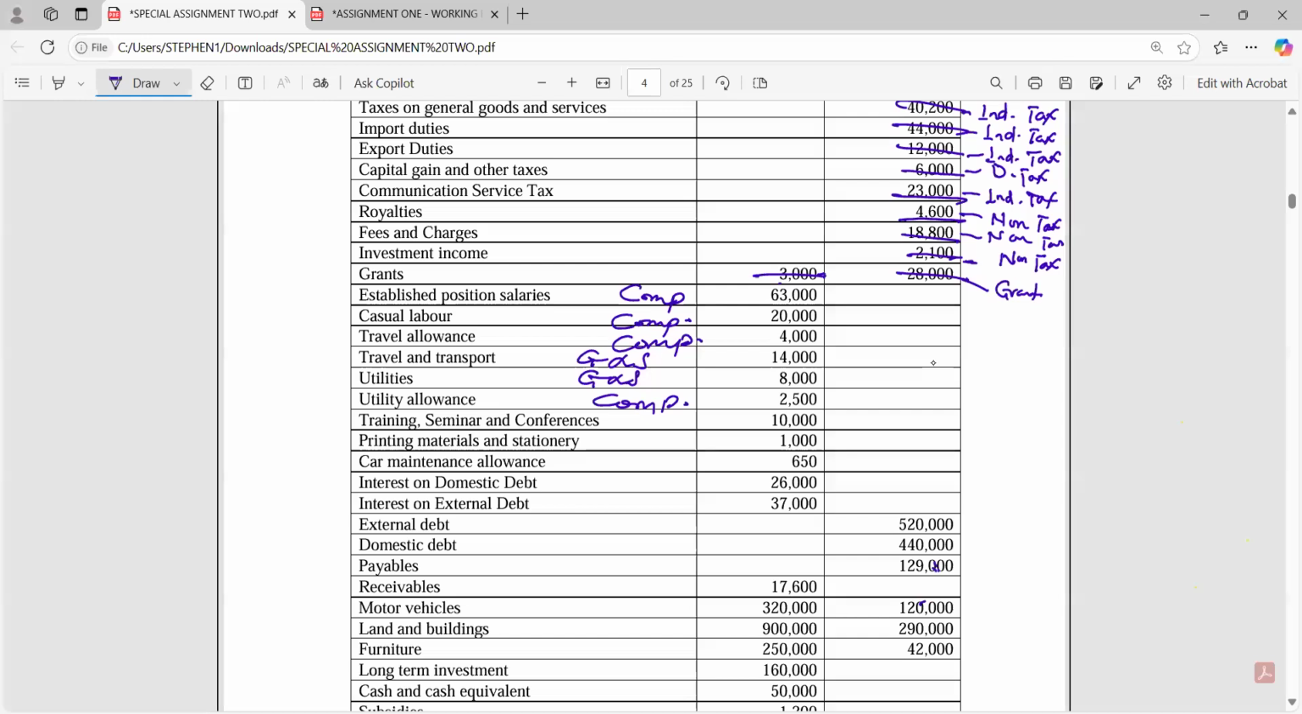Unless you are doing preparation of financial statements of local government, in that one, you know that the allowance of the assemblyman will go to goods and services. Training, same, simple, goods and services. Printing material, it's goods and services. Car maintenance allowance, compensation. Interest on domestic debt, interest. Interest on external debt, interest.